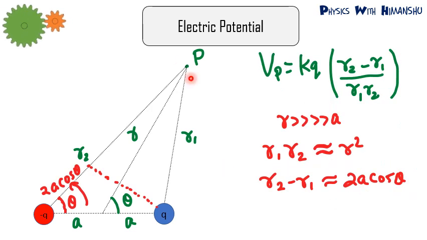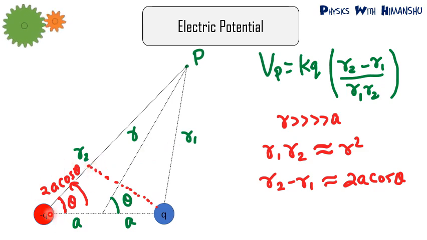Suppose that point P is at a distance r, and this distance r is much greater than a. So basically the value of r is much more than a. So r1 and r2 can be considered equal to r, so r1 into r2 will be equal to r square. After this perpendicular, both r2 and r1 will be the same. So r2 is more than r1 by this distance.